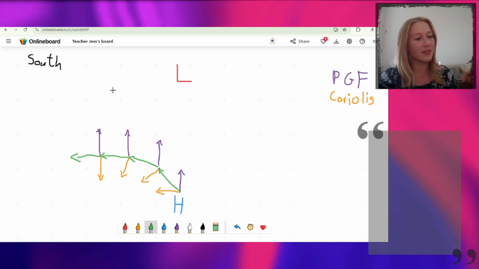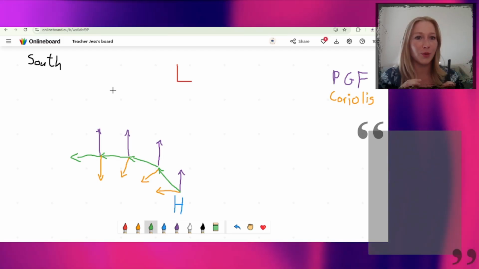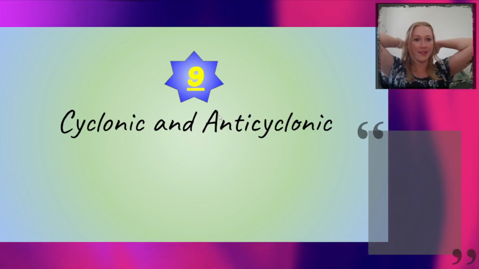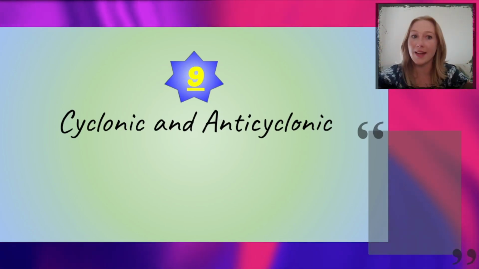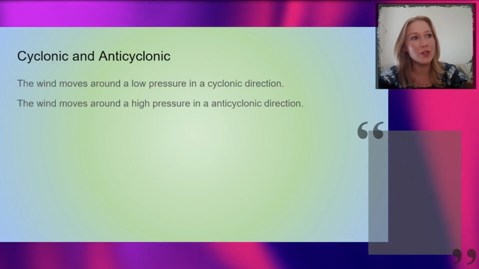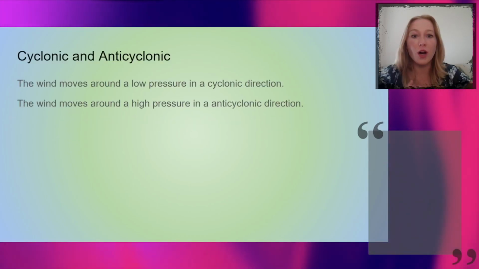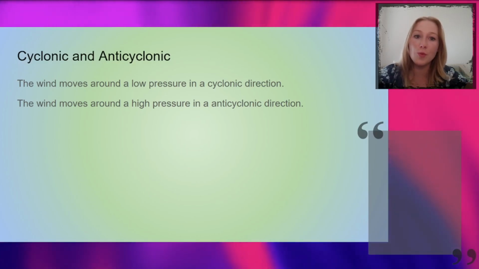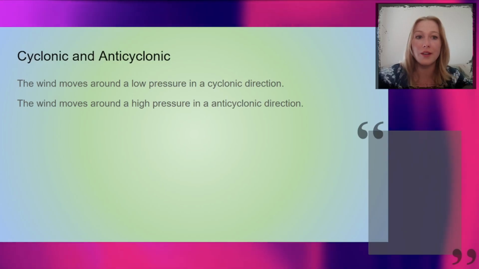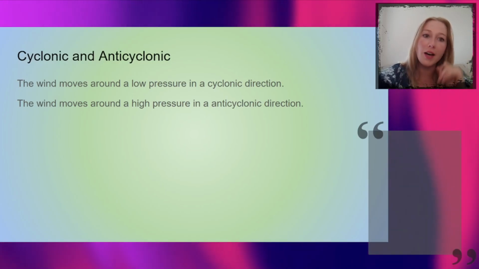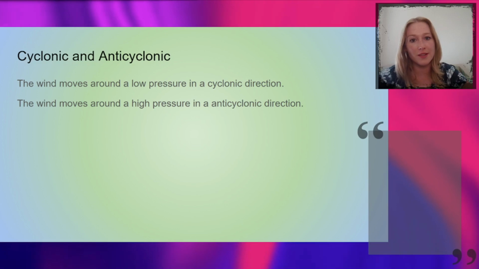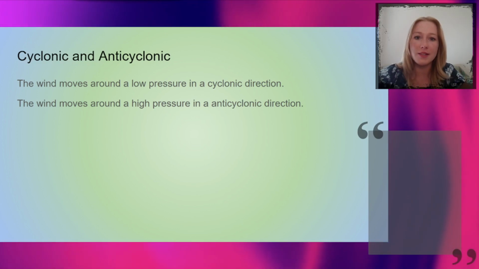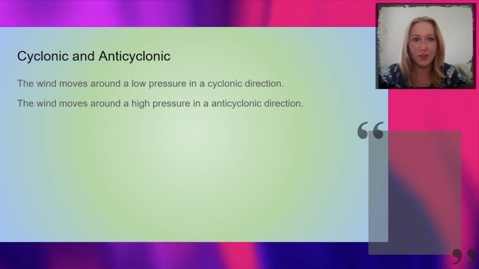You see that it deflects to one side. We're going to build on that more as we get to our next fact. Cyclonic and anti-cyclonic. So cyclonic and anti-cyclonic relate to low pressure and high pressure. Regardless of what hemisphere you're in, wind will move around a low pressure in a cyclonic direction. It'll move around a high pressure in an anti-cyclonic direction. But which direction cyclonic and anti-cyclonic are does depend on the hemisphere.